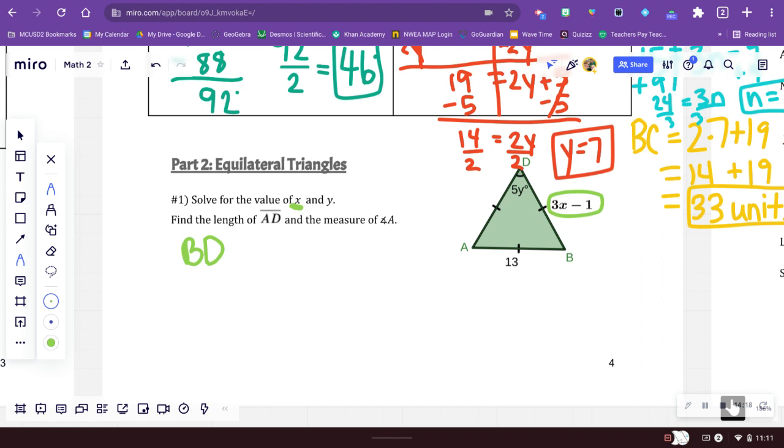And since it's equilateral, we've got tick marks on all sides of this triangle. That means all the sides are going to be equal. So BD is also going to equal AB. That's also going to equal AD.